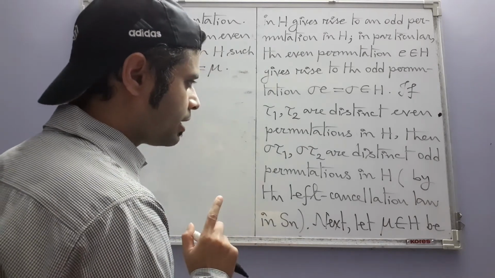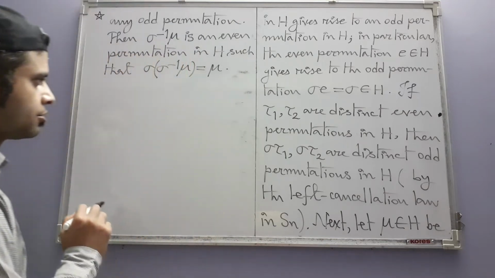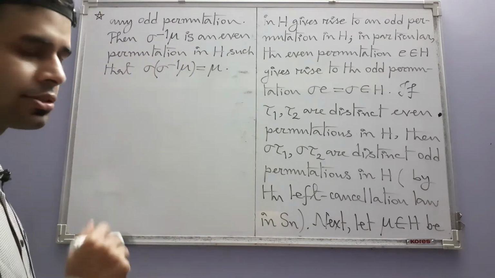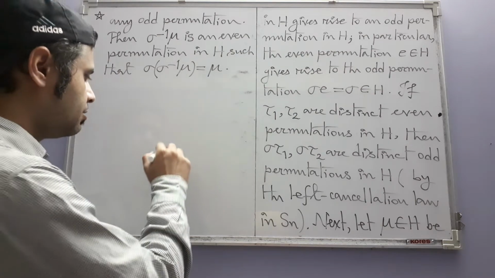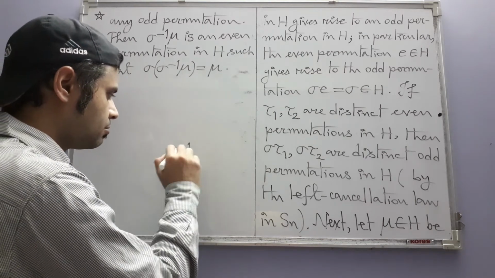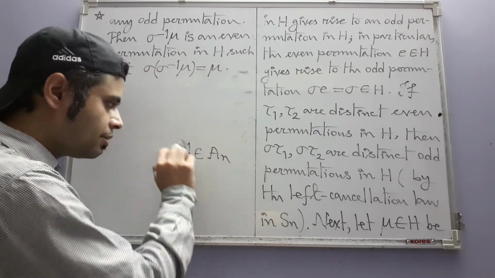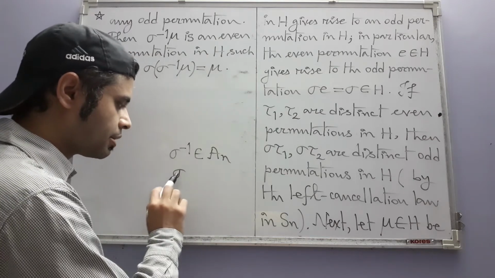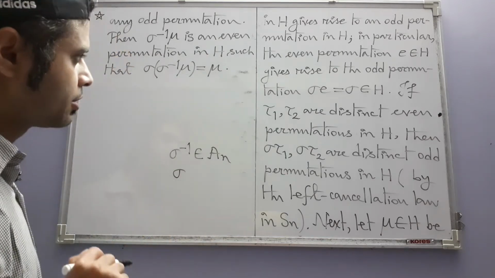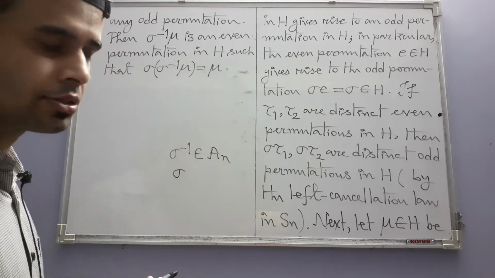Sigma originally has been taken to be odd. So sigma inverse will also be odd. Why? Because if sigma inverse is even, then it belongs to the alternating group. Then its inverse will also belong to the alternating group, which is nothing but sigma, but then sigma will be even. So that is why if sigma is odd, then sigma inverse is also odd.